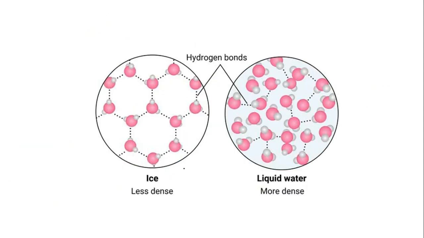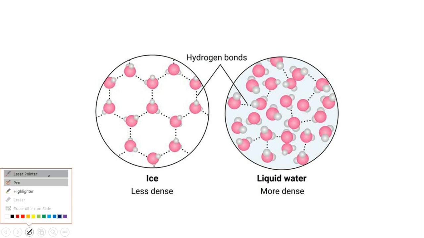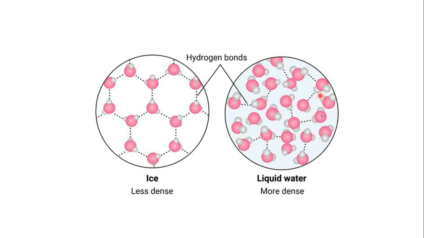So you can see here that the same volume of water contains more molecules than the same volume of ice. It means that ice is less dense while water is more dense. And I've told you guys that a less dense substance floats over a more dense substance. That is the reason why ice floats over water.